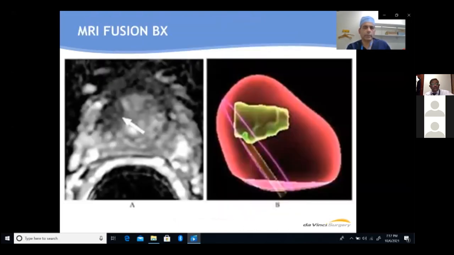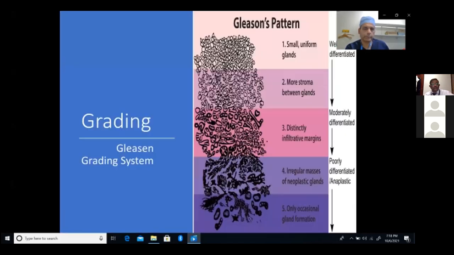So this next one is MRI fusion biopsy, where if it's a very big prostate, we only target the lesion where the PI-RADS abnormality is, rather than sampling the rest of the prostate. It saves multiple biopsies. You can target the lesion, but you need software where you can have this MRI superimposed on your transperineal biopsy screen. Then the Gleason grade, I'll skip, you all know this.